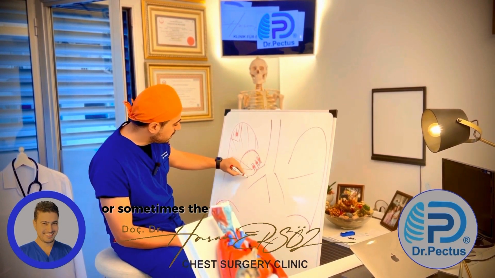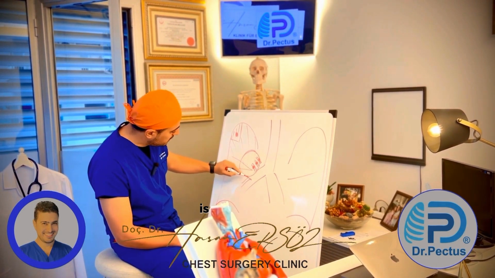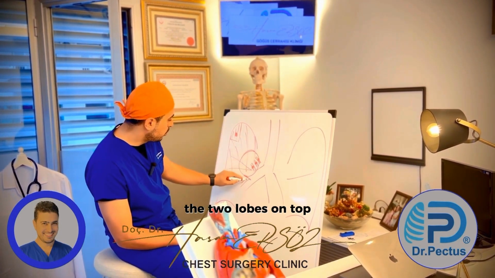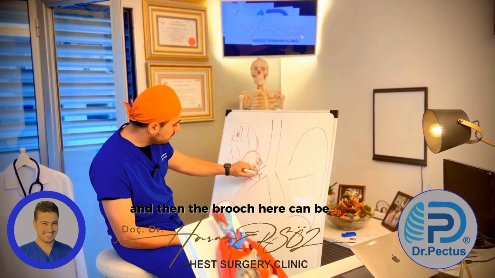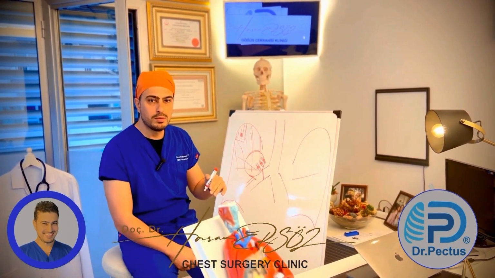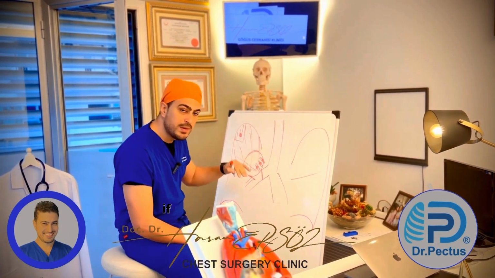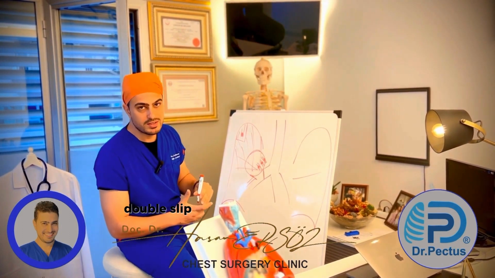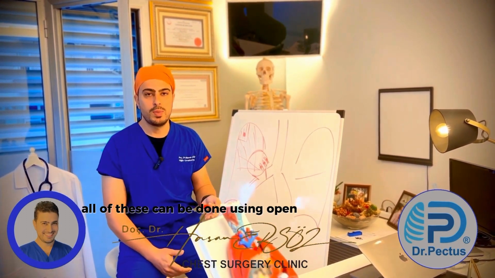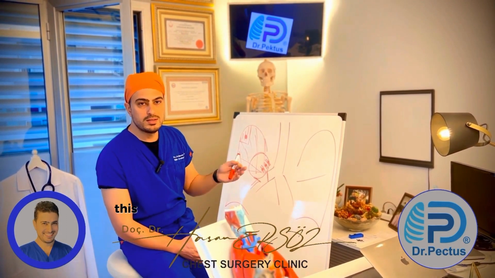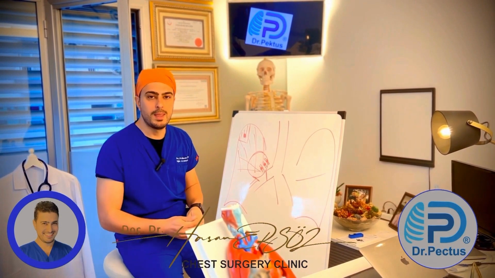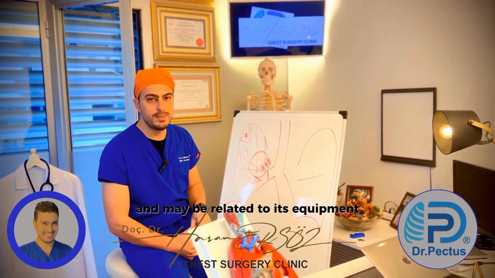Or sometimes the bronchus is cut from here, which we call sleeve resection. This upper part is taken, the 2 lobes on top, and then the bronchus here can be sewn end to end to the clean main bronchus here. If the same is done similarly, double sleeve resections may be necessary. All of these can be done using open or closed methods. The surgeon's experience may be related to the center's experience and may be related to its equipment.